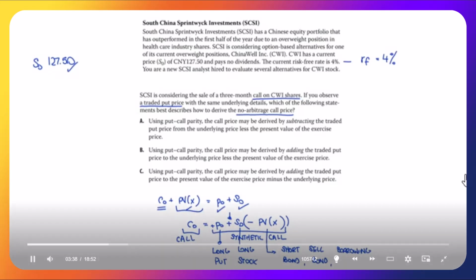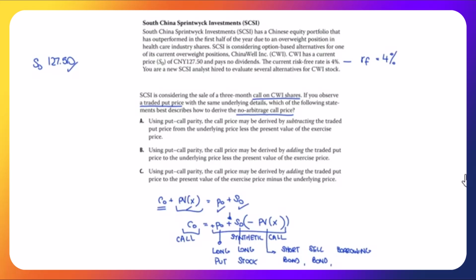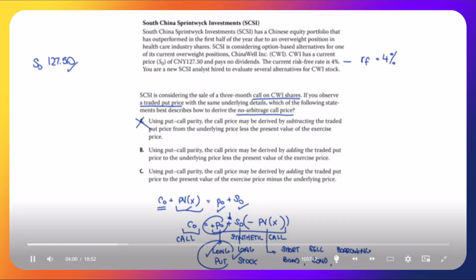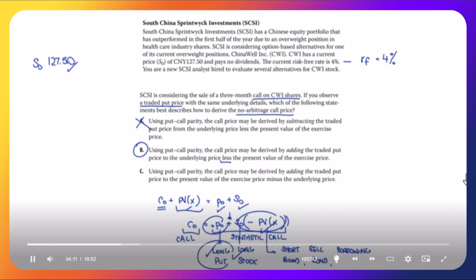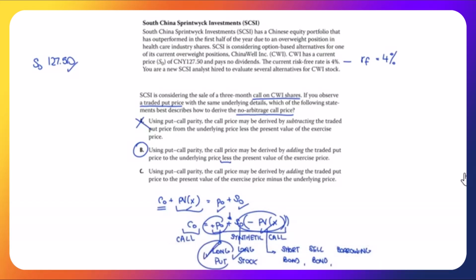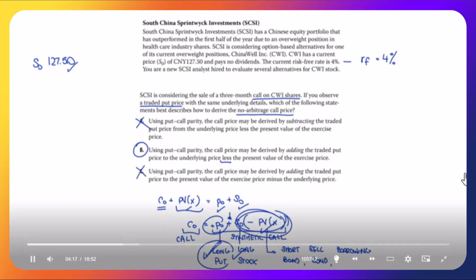Let's see what the answers have to offer. A, using put-call parity, the call price may be derived by subtracting the traded put price. Well, we're not subtracting because we're going long, so A is out. B, using put-call parity, the call price may be derived by adding the traded put price, yep, long put, to the underlying price, yep, long stock, less the present value of the exercise price, minus PVX, yep. B looks right. C, using put-call parity, the call price may be derived by adding the traded put price, yep, to the present value of the exercise price. Note that needs deducting. C is out. Answer was B.